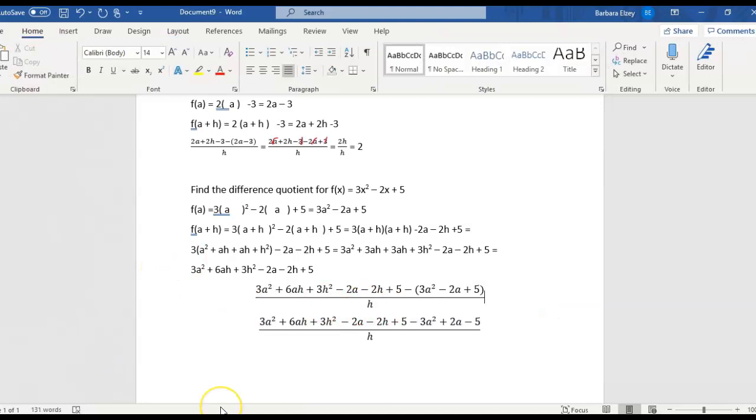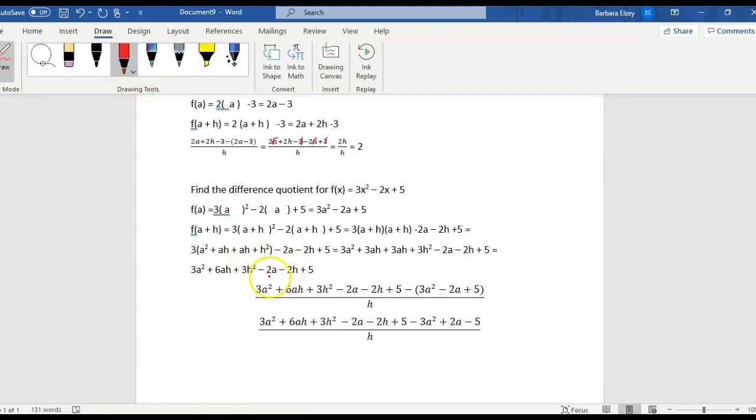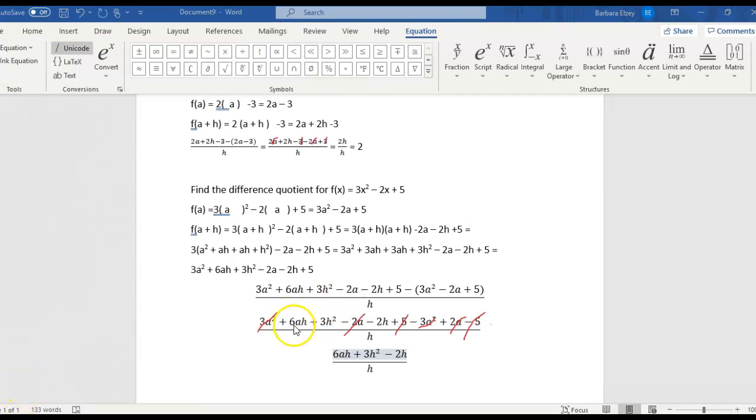Now, remember before that things just started canceling out for us, and that's the case here too. Notice 3a squared, negative 3a squared, negative 2a, positive 2a, positive 5, negative 5. All right, so let's see what we've got. So notice I've just brought down what's left over, 6ah, 3h squared, and minus 2h. Let's notice that every single one of these terms has an h in it, and that should always occur as long as we've done everything correctly.